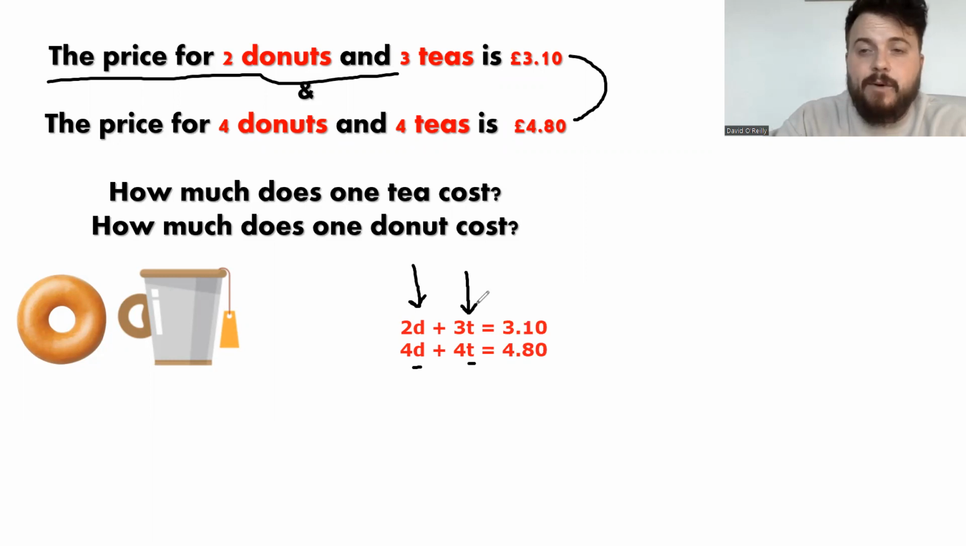We've got 3T and 4T. They need to be the same number. One of those must be the same, either the D or the T, it doesn't matter. You can choose whichever one you want. I'm going to choose D, and the reason will become obvious in a second.